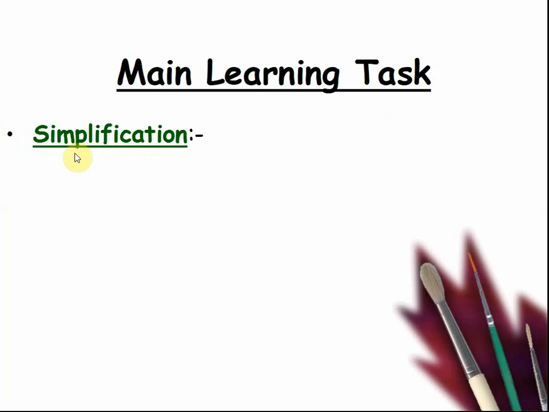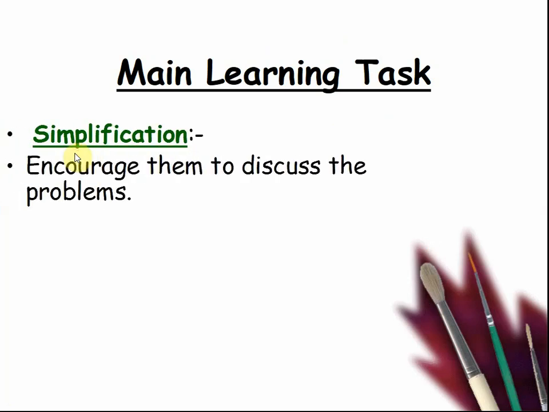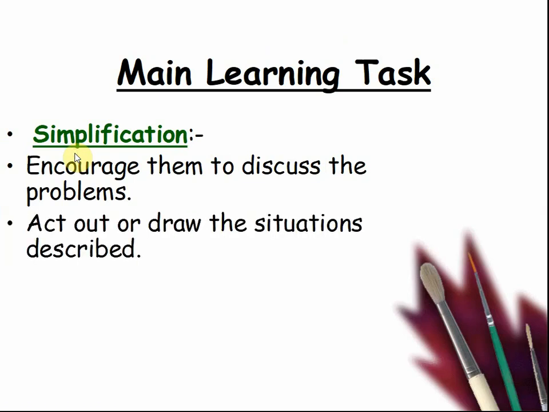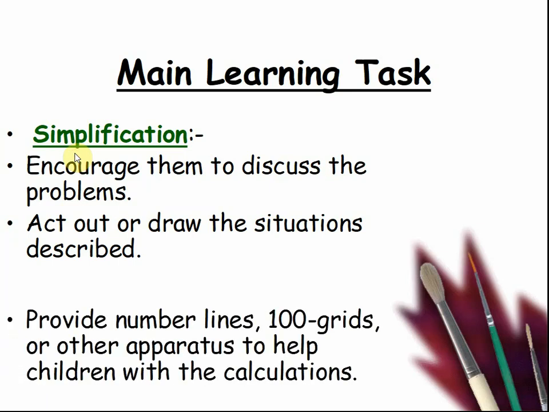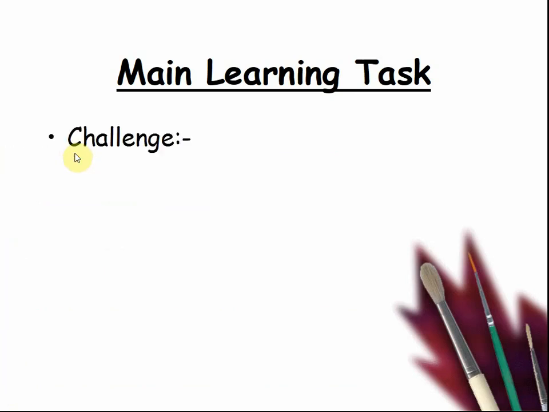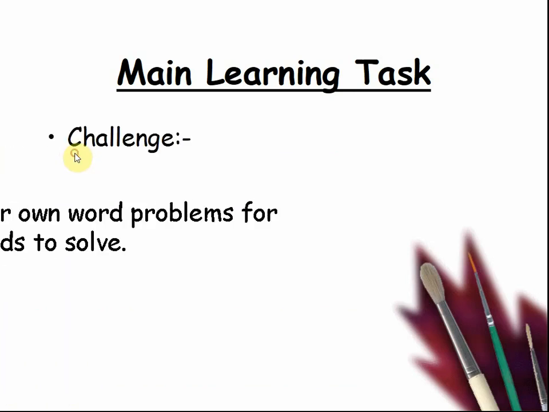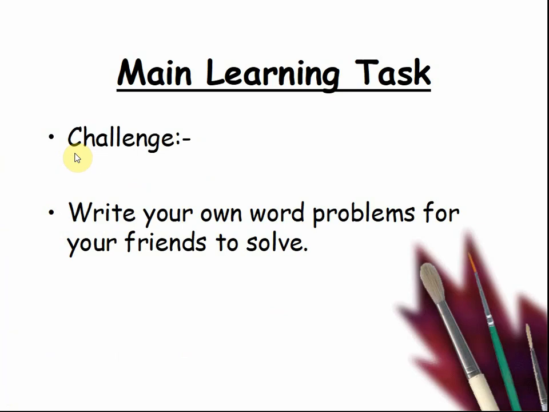Simplification, if you want something a bit easier. Encourage them to discuss the problems with their partner. Act out or draw the situations described. Provide number lines, 100 grids or other apparatus to help children with the calculations. Challenge to make it harder. Write your own word problems for your friends to solve.